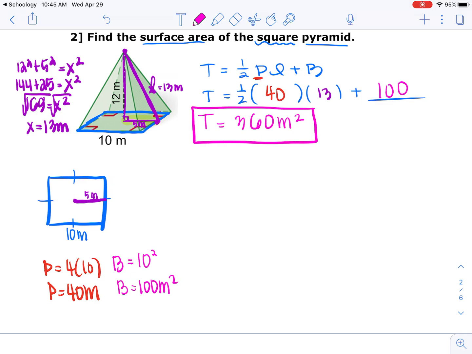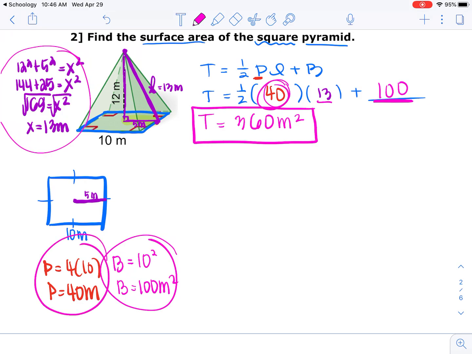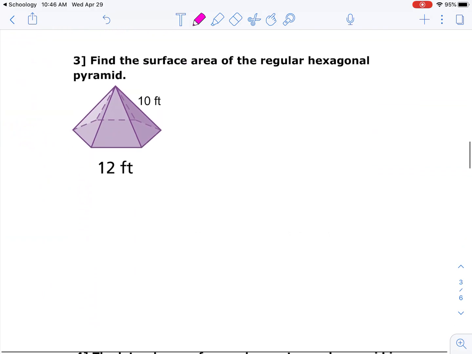I am not showing an excessive amount of work here. This is the minimal amount of work. Imagine having a wrong answer here, and I have no idea where you got it from. Imagine having an answer right here, and I have no idea where you got it from. Here's my work for that. For this 40, here's my work for that. You need to have work for those numbers unless it's given to you. Okay, so if it said slant height is 13 right here, then you don't need work for the 13.